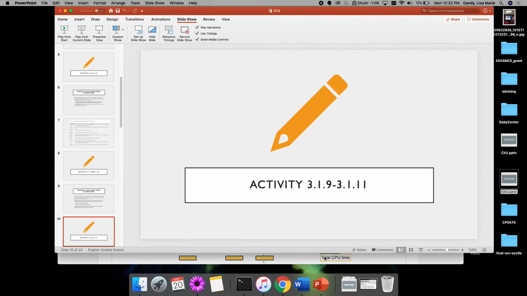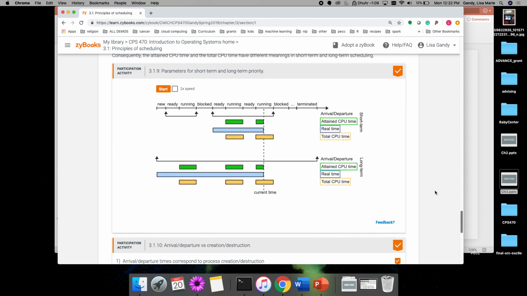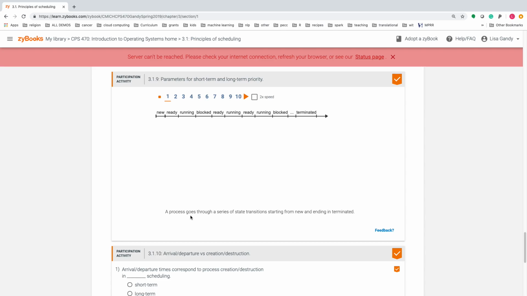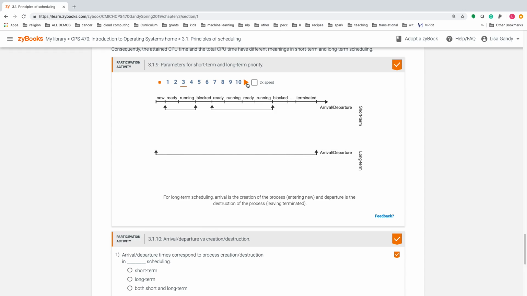So let's do these. This is going to make it very clear. On the top, we have short-term scheduling. On the bottom, we have long-term scheduling. A process goes through a series of state transitions starting from new and ending in terminated. A process is always going to start out as new and eventually terminate, hopefully. For short-term scheduling, each arrival is a transition into a ready state, and each departure is a transition into some kind of blocked or suspended state. For long-term scheduling, arrival is the creation of the process and departure is destruction. So that's the difference between those two parameters.